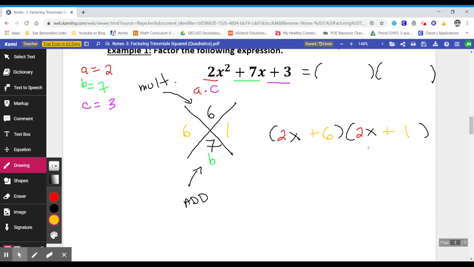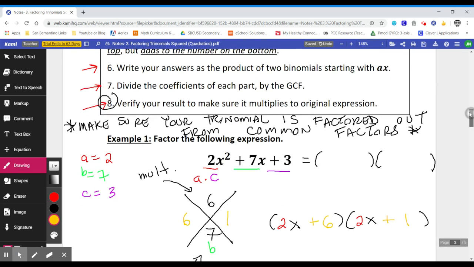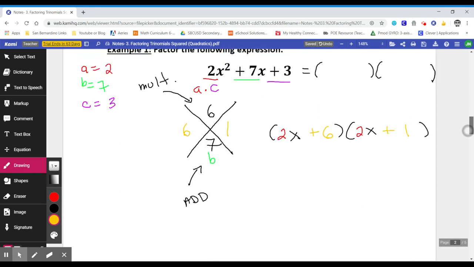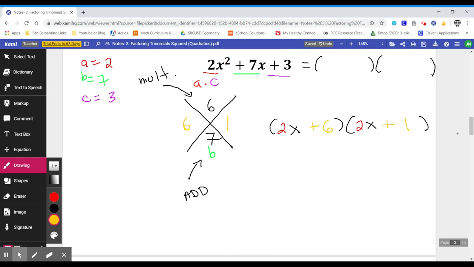Now, I would say you're done, but you're not. The last thing you need to do is divide the coefficients of each part by the GCF, meaning that any factor that goes into both of those numbers, you're going to need to divide them on both sides. As you can see, on the right side, nothing goes into 2 and 1 besides 1, so I'm going to go ahead and skip that. But on the left side, what can you divide 6 and 2 by? The answer to that would be 2.